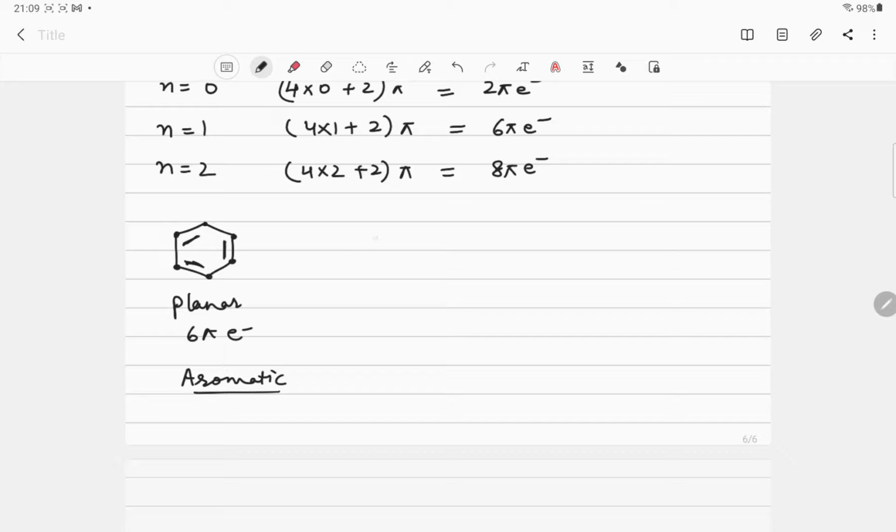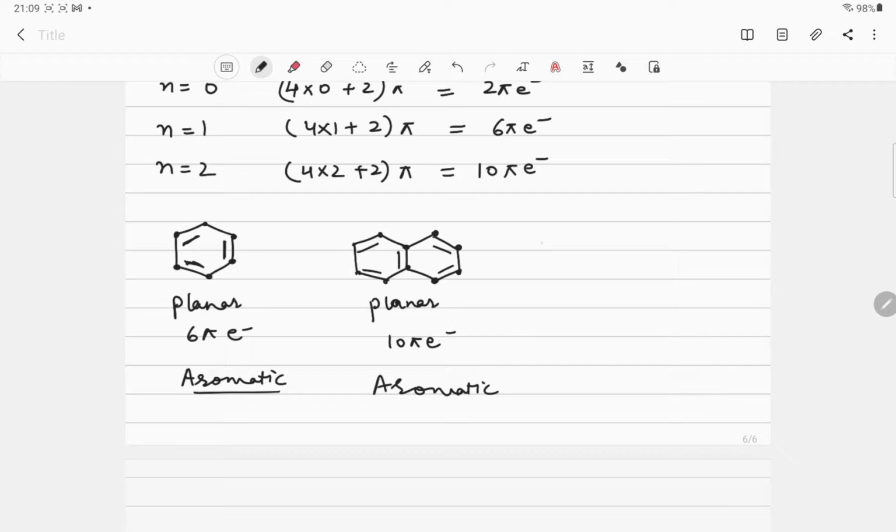Now, let's do the example of naphthalene. In naphthalene also, all the carbons are sp2 hybridized, so the molecule is planar. And how many pi electrons are there? We can see there are 5 pi bonds, so the number of pi electrons will be 10. This also follows the 4n plus 2 rule, and that's how this is again an aromatic compound, naphthalene.